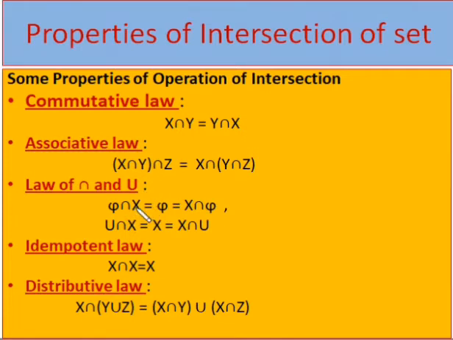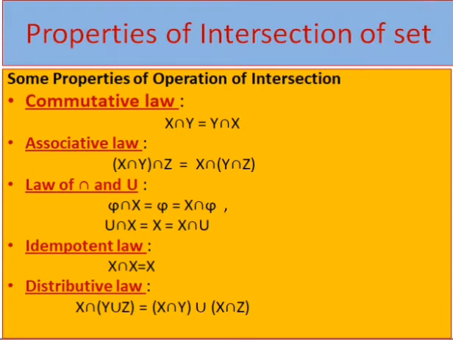Law of intersection and universal set: phi intersection X means null intersected with any set. What is common? Obviously null is common. When we take the intersection of the universal set with any set, what is common? That particular set is common. Idempotent law: X intersection X is X itself, the set itself. Distributive law: when we take a set intersection with a union of sets, it is distributed over them: X intersection Y union X intersection Z, the result remains the same.